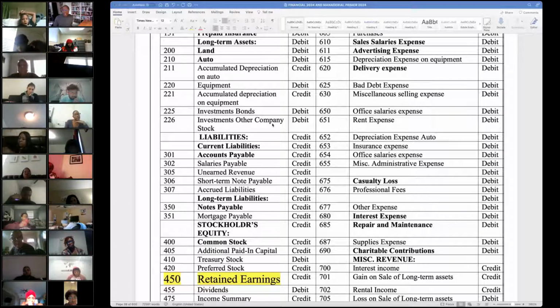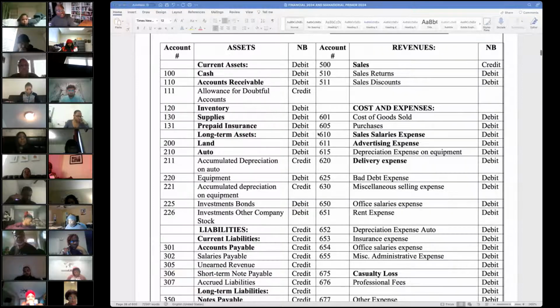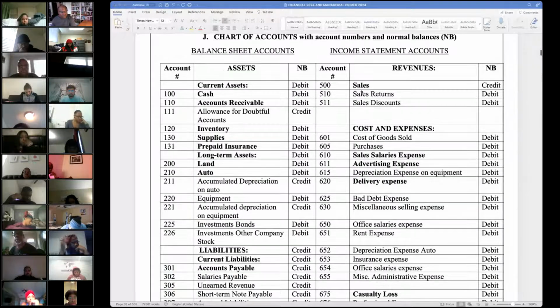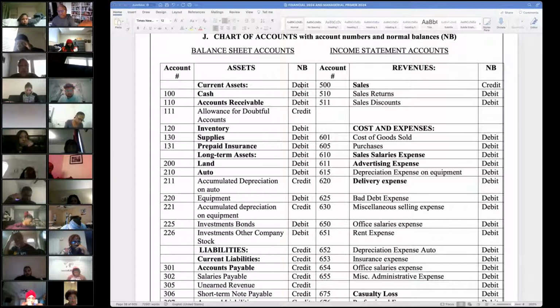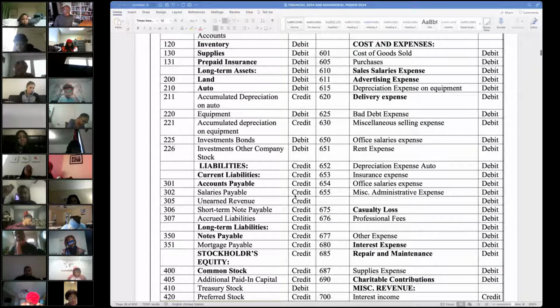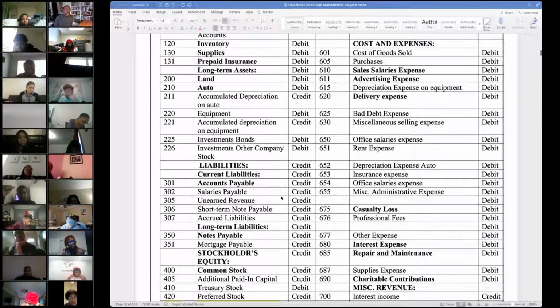What does NB stand for? That's the normal balance in the account, and we'll come to that later. But in general, assets have a normal balance of a debit. For assets, debit is a good thing. Their normal balances are debits. Liabilities, their normal balance is a credit. You can have debit and credit entries, but that normal balance is a credit, and we'll be getting to that in 2 weeks from now.